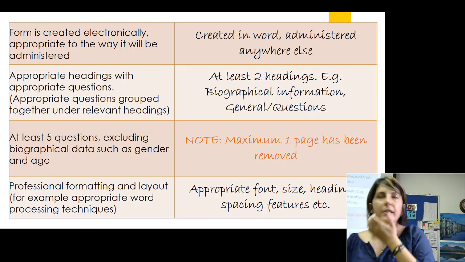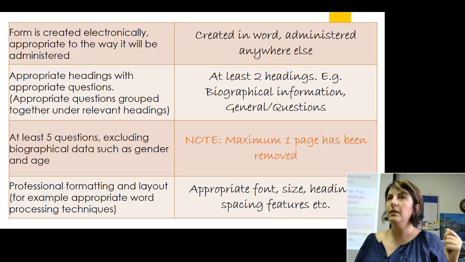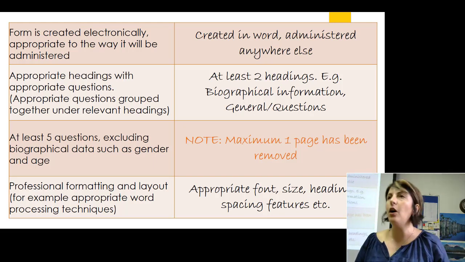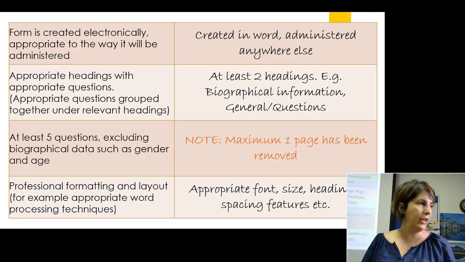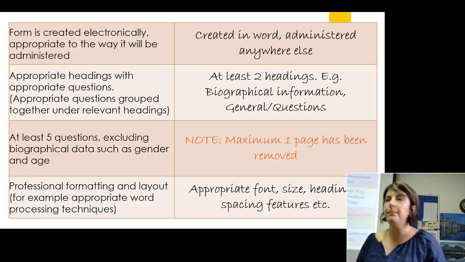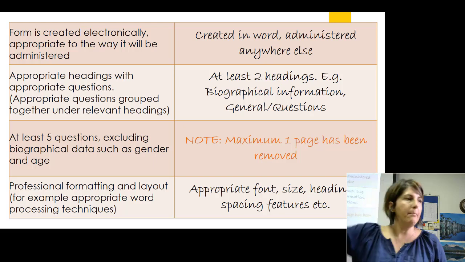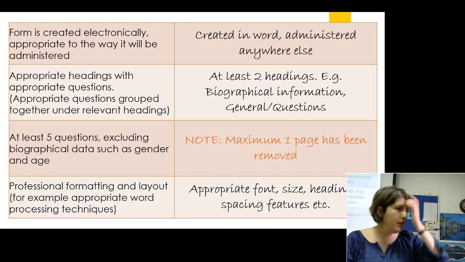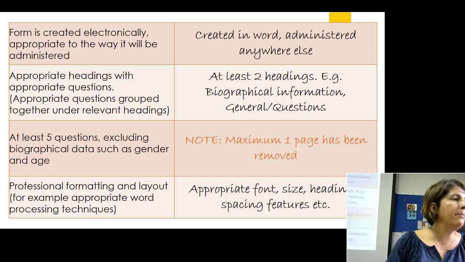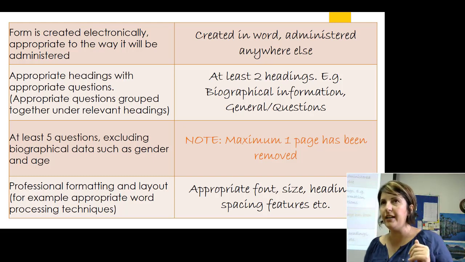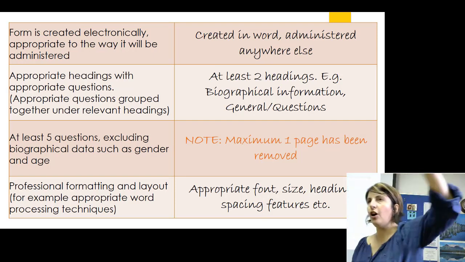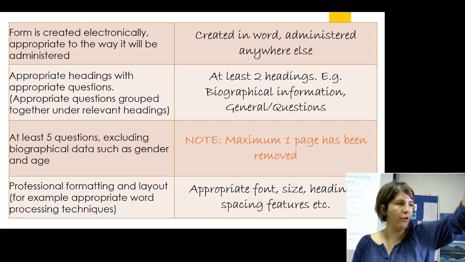Then the form is created electronically. Note that I want you to keep Google Forms in mind when we are marking this. It will be electronically, doesn't matter how. Okay. Appropriate headings with appropriate questions, at least biographical and questions, at least. Okay. Then 5 questions excluding biographical data such as gender. So the 5 questions should be about the topic, not anything else general.